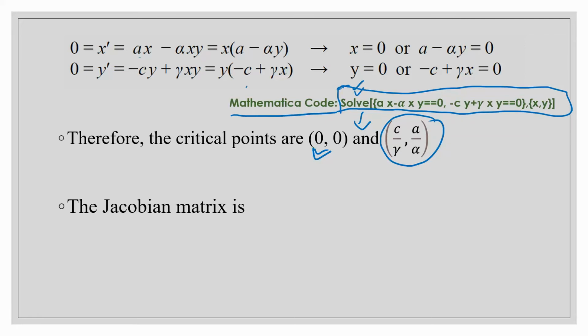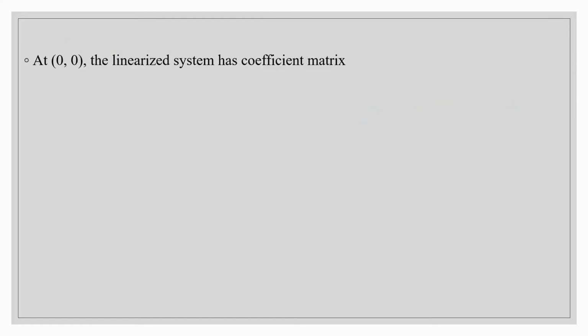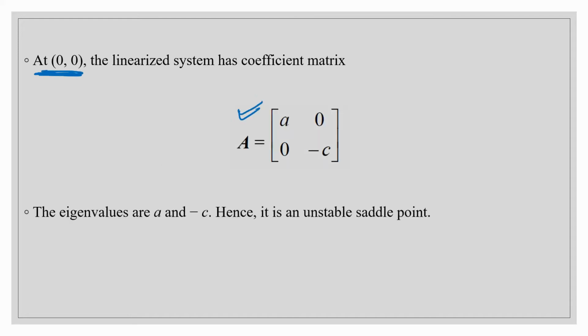Now if you find the Jacobian matrix, the Jacobian matrix is this. I have told you how to find the Jacobian matrix, so if you remember, you can find it easily. This is not at any specific point, this is a general Jacobian matrix. Now if I take the point (0, 0), which is one of my equilibrium points, my Jacobian matrix will become this. Now what are the eigenvalues? You can easily calculate that the eigenvalues are a and minus c. Since one of them is positive, this will be unstable.